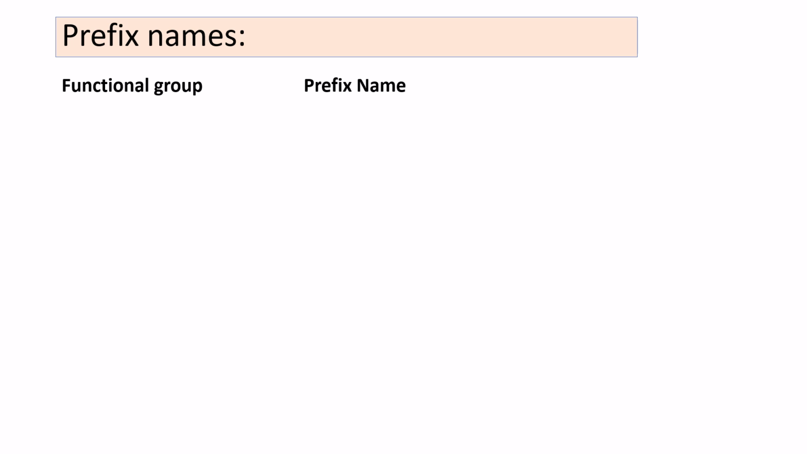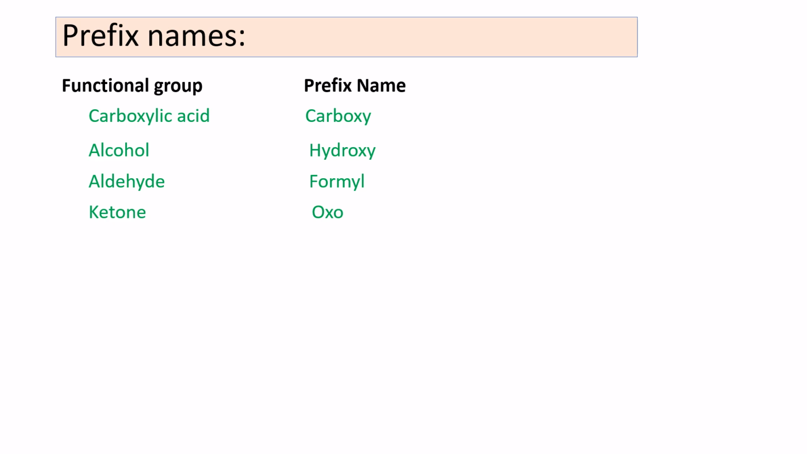For carboxylic acid functional group, the prefix name is carboxy. For alcohol functional group, the prefix name is hydroxy. For aldehyde functional group, the prefix name is formyl. For ketone functional group, the prefix name is oxo. For amine functional group, the prefix name is amino. For nitrile functional group, the prefix name is cyano.